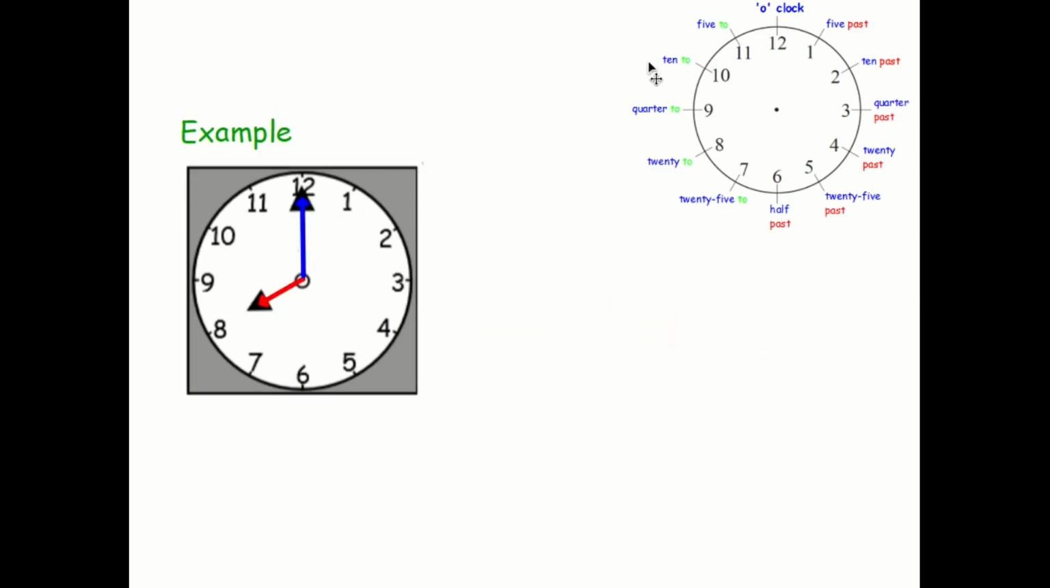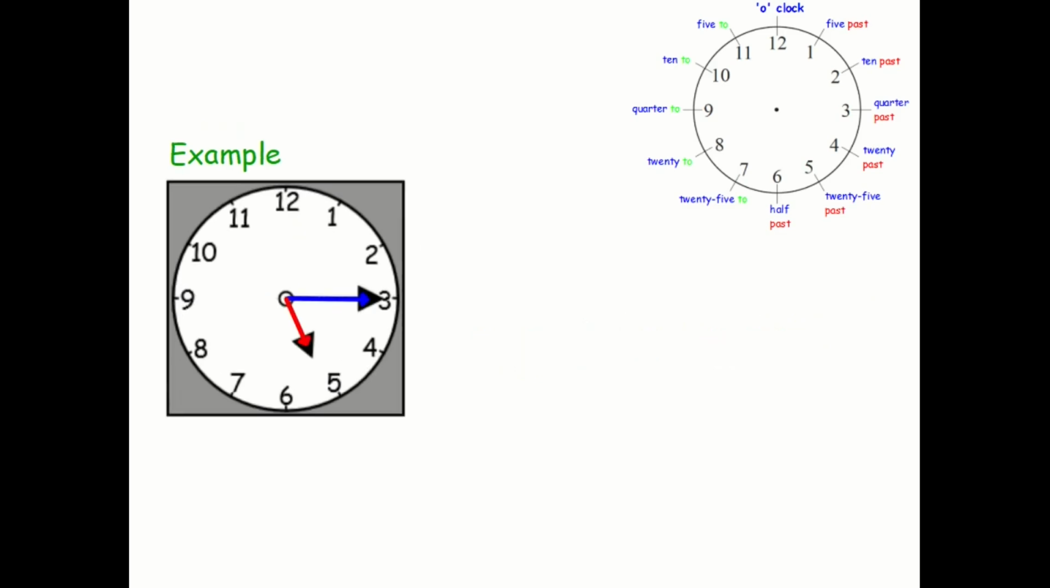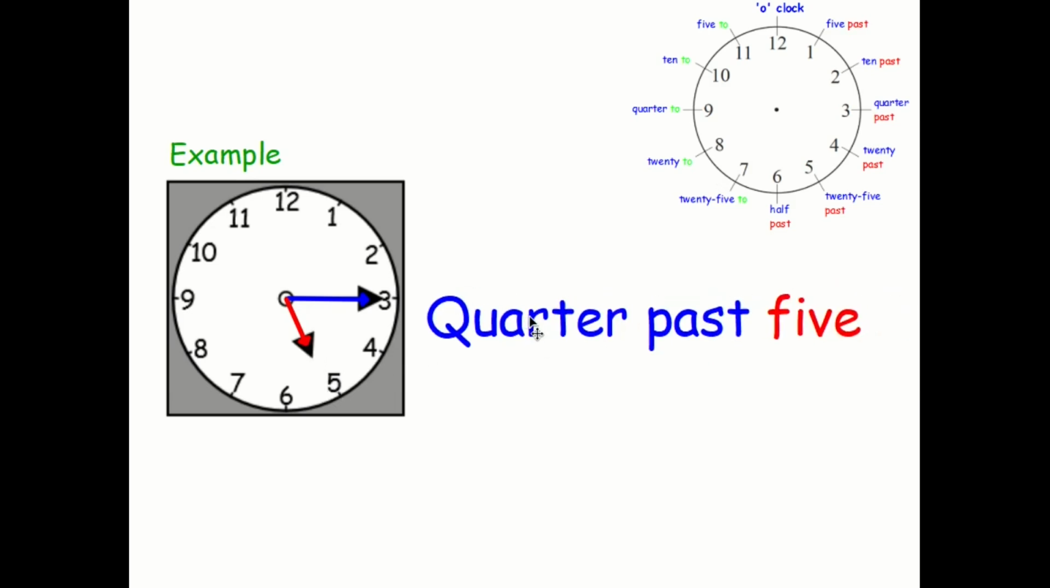Here, the minute hand is on the 12, so we say o'clock. The hour hand is on 8, so we say it is 8 o'clock. Here, the minute hand is on the 3, so we say quarter past. And the hour hand is just gone the 5, so it is quarter past 5.